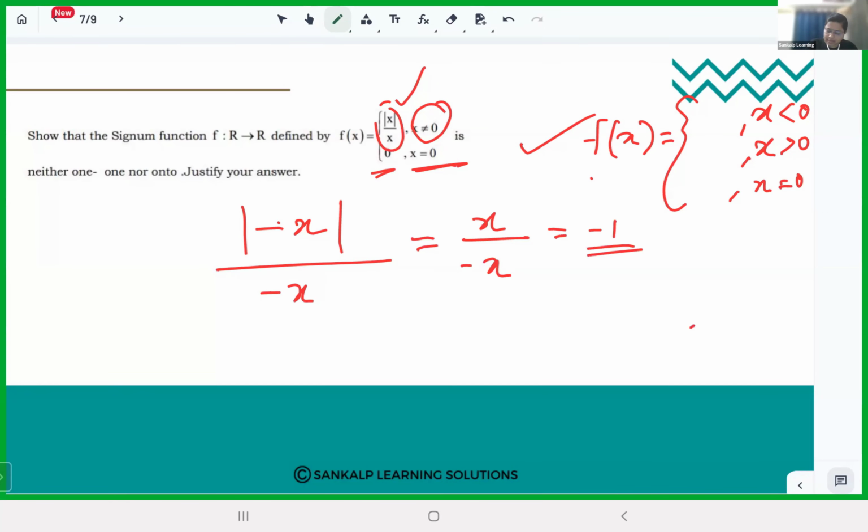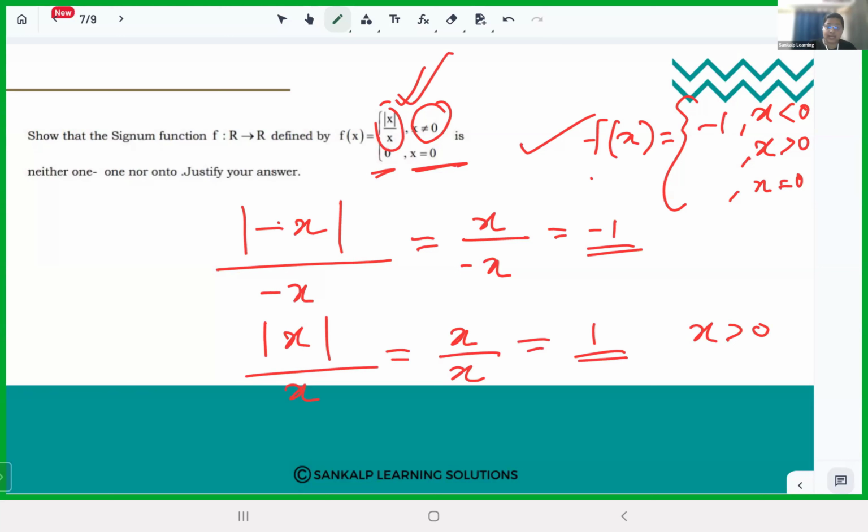Now, what if x is greater than 0? When x is greater than 0, the function is also defined as mod x by x. A positive number we can write as x itself. Modulus of x by x is equal to x by x, which is equal to 1. So x less than 0 means the function takes the value minus 1, and x greater than 0 means the value of the function is 1, and if x equal to 0, the value of the function is 0.